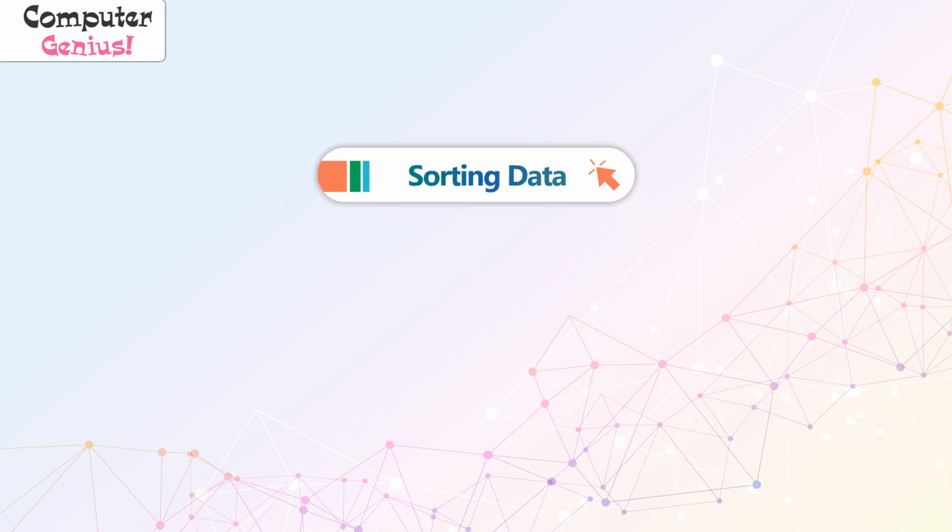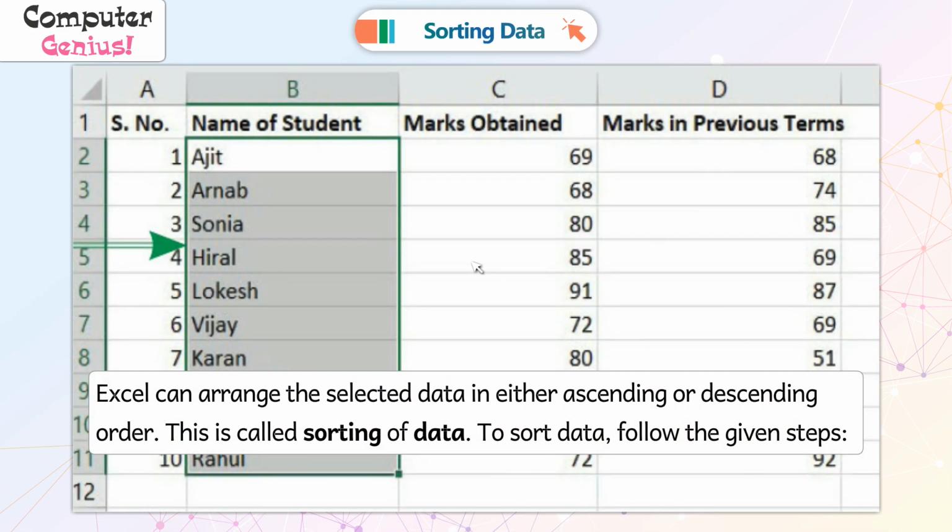Sorting data. Excel can arrange the selected data in either ascending or descending order. This is called sorting of data. To sort data, follow the given steps.